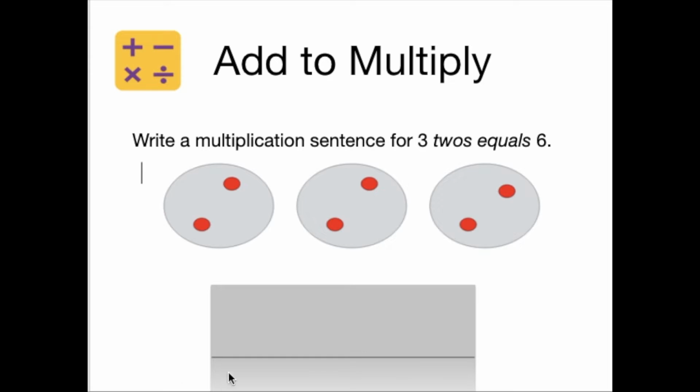Now we will be writing a multiplication sentence. For 3 2's equal 6. So let's read it and write it exactly like we hear it. 3 2's equal 6. Otherwise known as 3 times 2 equals 6. That is what this picture is showing us.